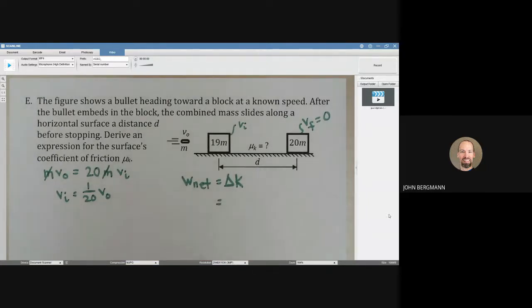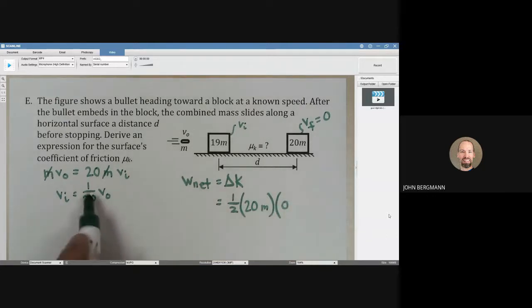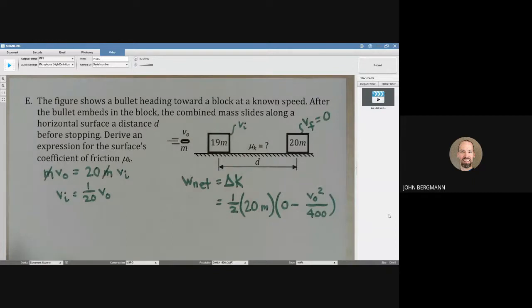What does this right side look like? The change in kinetic energy is going to be 1/2 times the mass. Mass is 20 m. V final squared minus V initial squared. Well, V final squared is just 0. V initial squared, that's this right here, 1/20th V naught squared, V naught squared over 400. That's what the right side looks like to me. What about the left side?